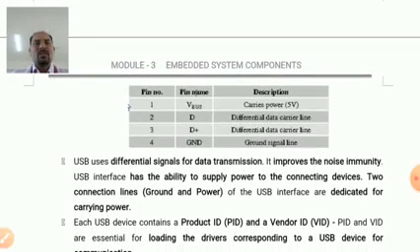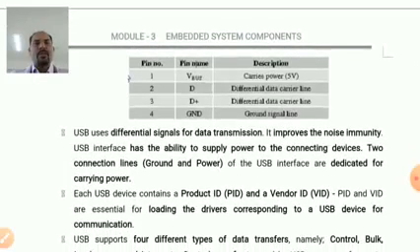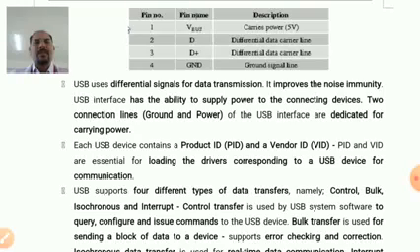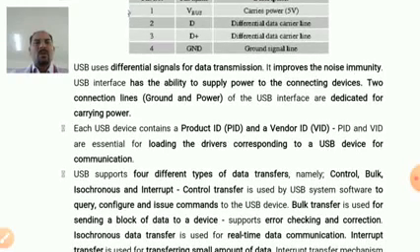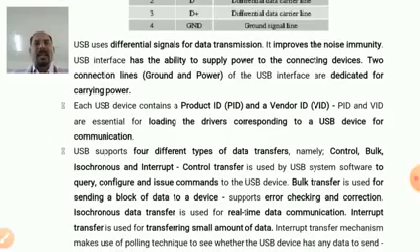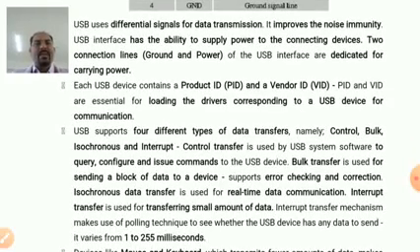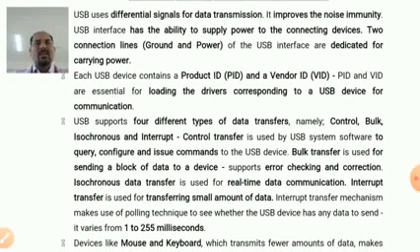This USB uses differential signals for data transmission. It improves the noise immunity and has the ability to supply power to the connecting devices. Two connection lines, ground and power, are dedicated for carrying the power. A USB device contains a product ID, PID, and a vendor ID, VID. These two are used for loading the drivers corresponding to a USB device.